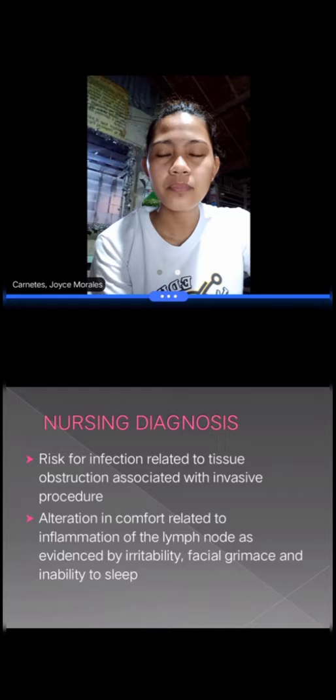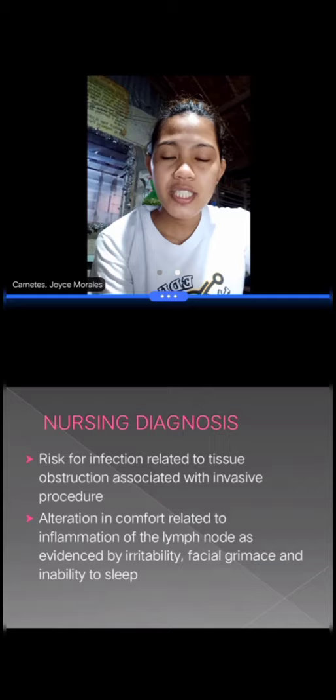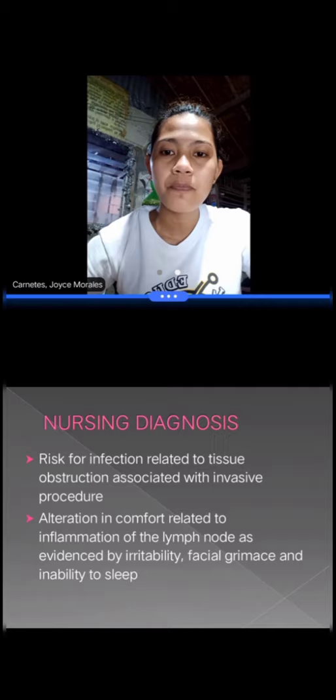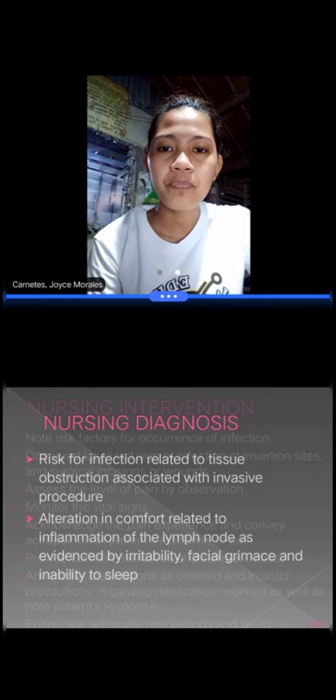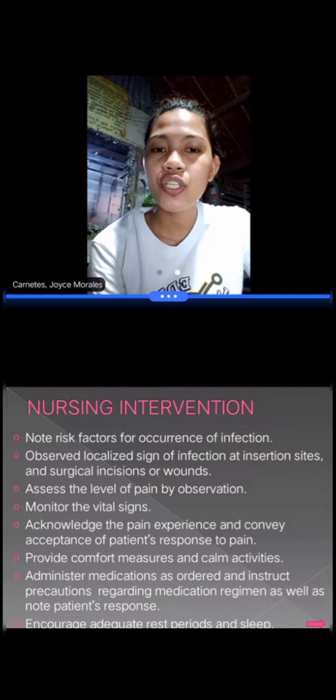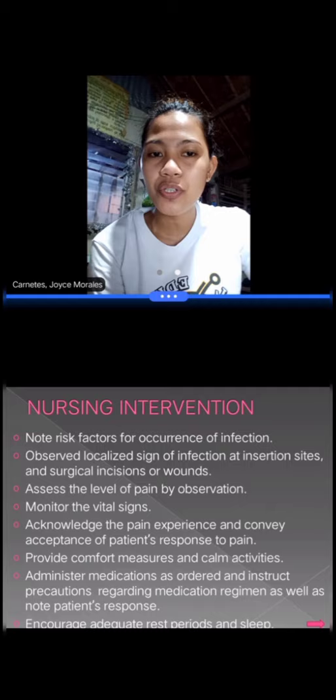So the nursing diagnosis for lymphadenitis and lymphangitis is risk for infection related to tissue obstruction associated with invasive procedures. Next is alteration in comfort related to inflammation of the lymph nodes as evidenced by irritability, facial grimace, and inability to sleep. The nursing intervention is first, note risk factors for occurrence of infection. Observe the localized signs of infection at insertion sites and surgical incisions or wounds. Assess the level of pain by observation.